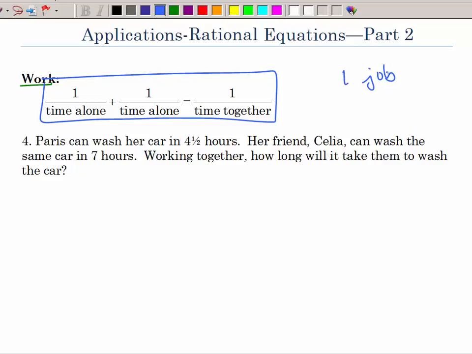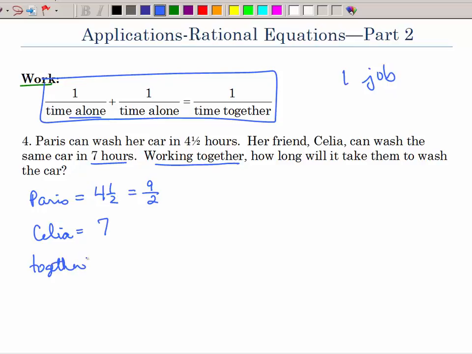So let's look at number 4. Paris can wash her car in 4.5 hours. So time alone is 4.5, but let's change that to an improper fraction, which would be 9 over 2. Celia, she can wash the car in 7 hours. Working together, we don't know, so we're going to put that as x. Those are numbers. So let's see what we have. We have 1 over 9/2 plus 1 over 7 equals 1 over x.